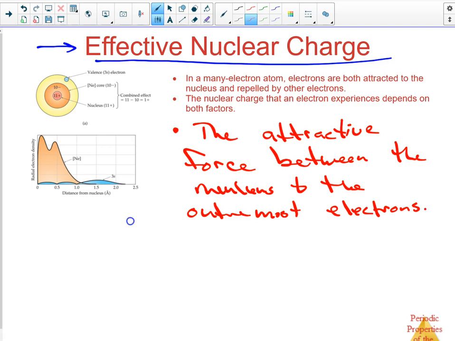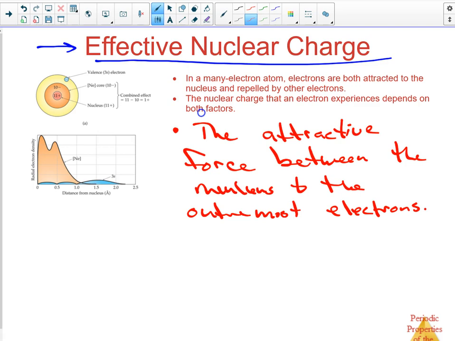In a many electron atom, electrons are both attracted to the nucleus and repelled by other electrons. So that's every single atom out there except for hydrogen. Hydrogen is the only one that does not have electron-electron repulsion. The nuclear charge that an electron experiences depends on those two factors. Now, nuclear charge, when you hear nuclear, you think of bombs, but we're just talking about the nucleus. The nuclear charge is the attractive force between the nucleus and the outermost electrons. And really it's for every electron, but we just talk about the outermost ones.